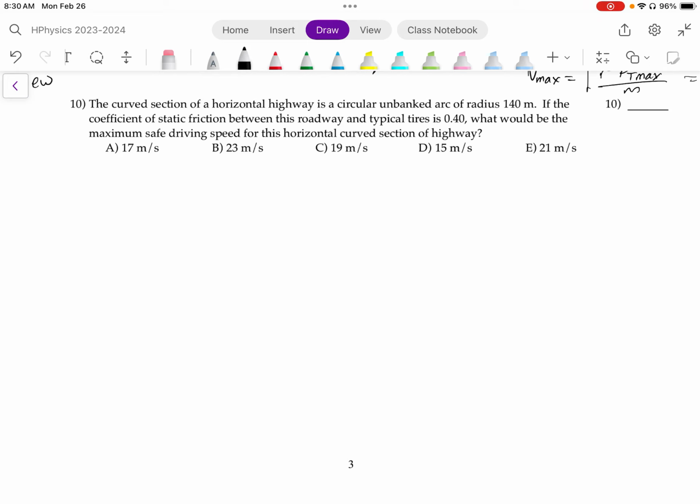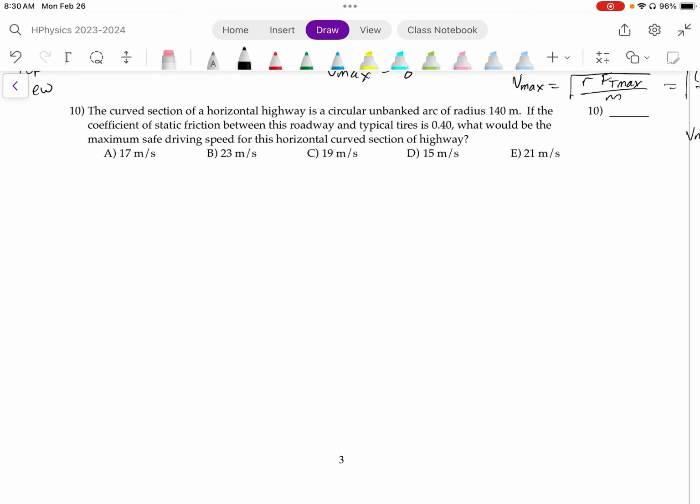Number 10: the curved section of a horizontal highway is a circular unbanked arc of radius 140 meters. We don't do banked curves in either AP or honors. If the coefficient of static friction between this roadway and a tire is 0.4, what would be the maximum safe driving speed for this horizontal curved section of highway?